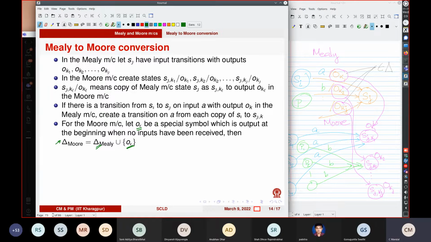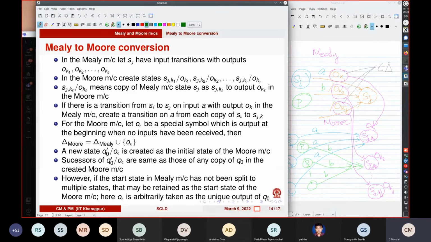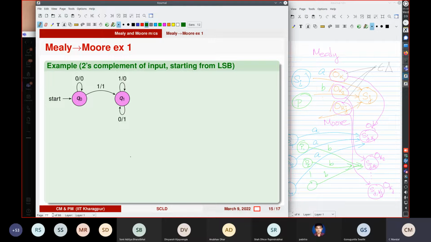And you have a new state created as the initial state of the Moore machine when it hasn't received any inputs. All right. And the successors of this are the same as those of any copy of Q0 in the created Moore machine. Okay, so I think this can be explained with an example.